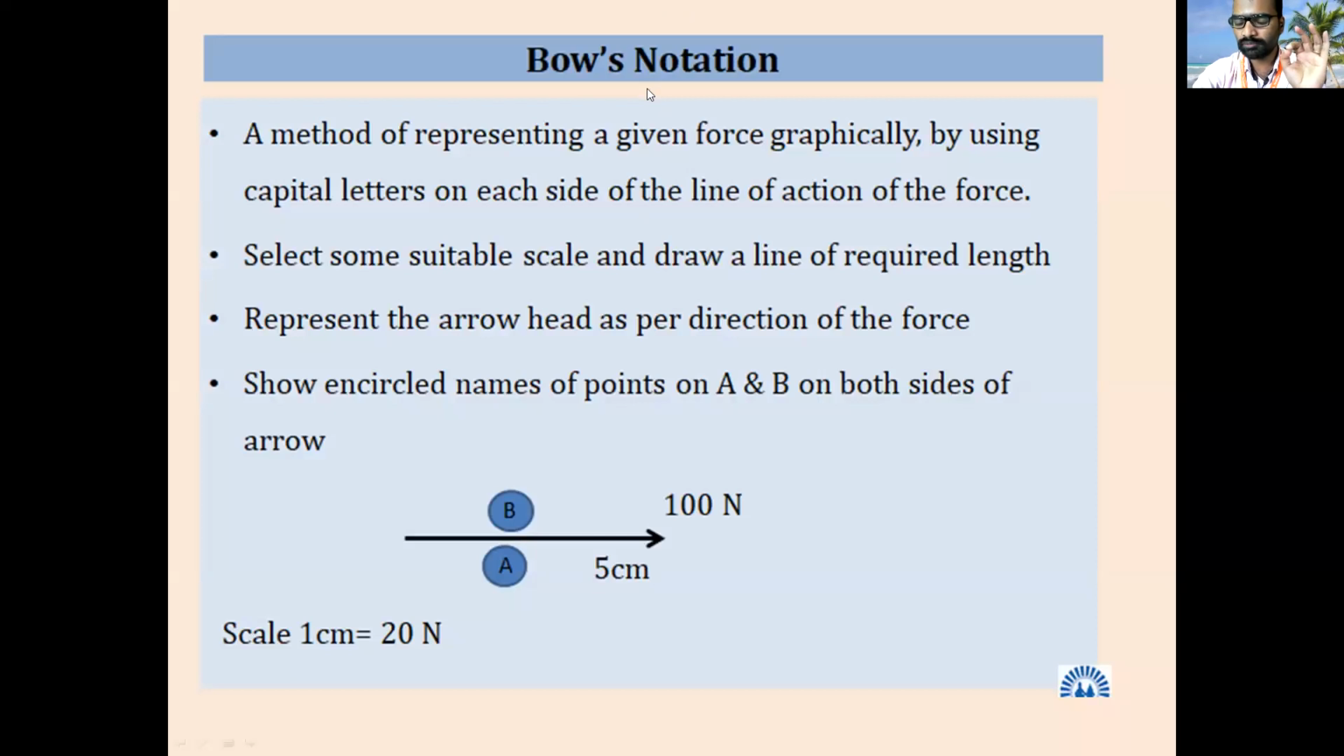Bow's notation means this is a graphical representation. So this is used in graphical representation. It is a method of representing a given force graphically by using capital letters. Each force is denoted by two capital letters. And where will those two points be? Those two points will be represented at the adjacent sides of the line of action of the forces.